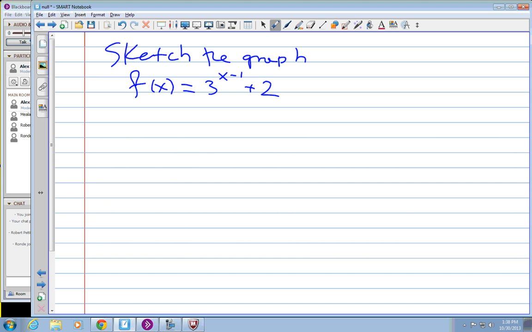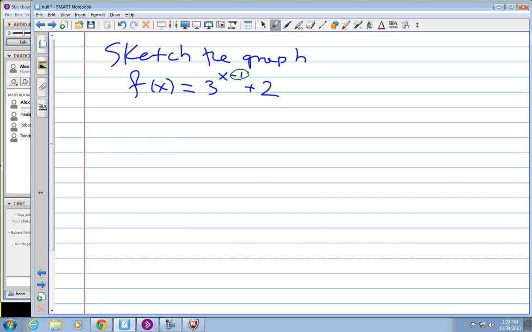So now remember, we know the graph of 3 to the x, right? What is this -1 right here going to do to the graph of 3 to the x? You're just subtracting 1 from x, so it's going to shift it 1 unit to the right. I'm not multiplying it by negative, I'm just subtracting 1 from the x, so it shifts to the right. What about that +2 on the outside?